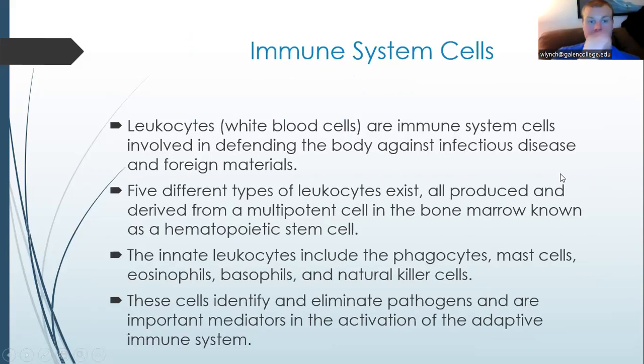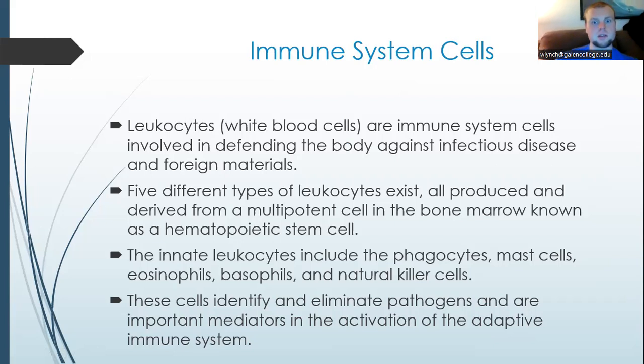All right. So talking about the cells of the immune system, we've already mentioned the lymphocytes, and we did talk about the macrophages briefly. But when we're talking about white blood cells as a whole, we're talking about leukocytes. So a leukocyte is a white blood cell. These are going to defend against the pathogens that are trying to infest the body. We have 5 different types of leukocytes.